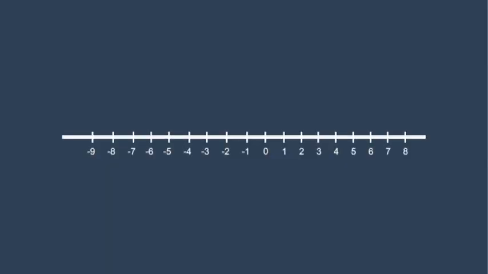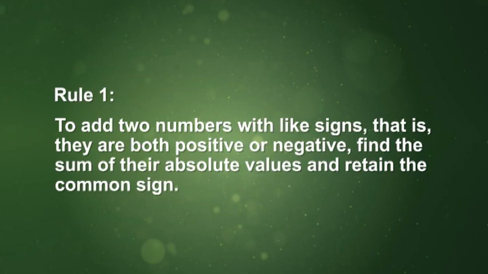Let's have another example. Let us add negative 4 and negative 2. Again, using the number line, we start from 0 and move 4 units to the left to indicate negative 4. Then from negative 4, we count 2 units to the left again to add negative 2. And we get negative 6. From this, we come up with the following rule in adding 2 numbers with the same sign. Rule number 1. To add 2 numbers with like signs, that is, they are both positive or negative, find the sum of their absolute value and retain the common sign.